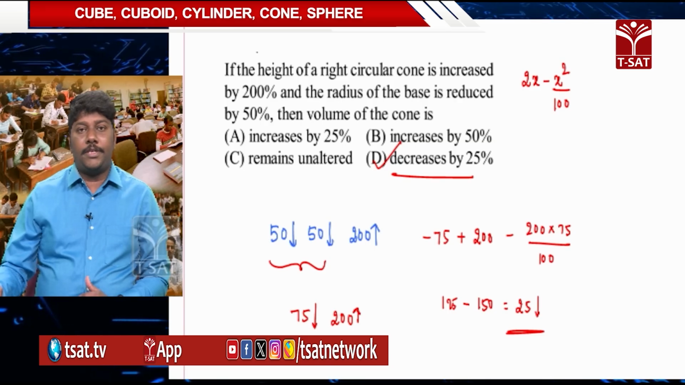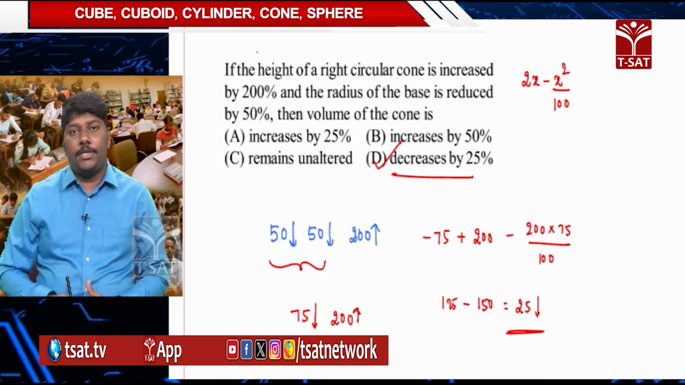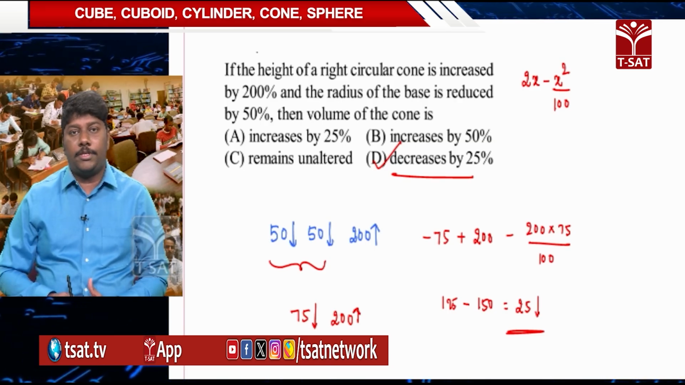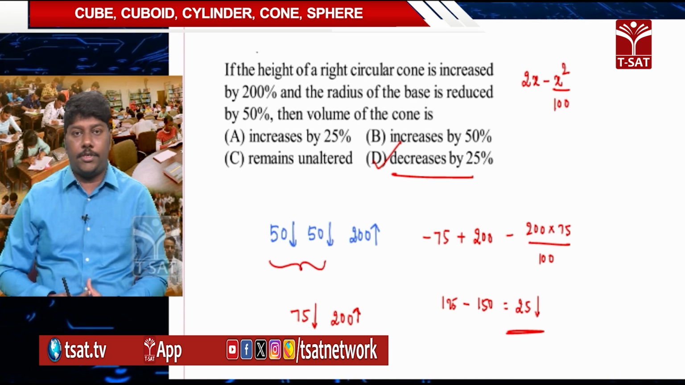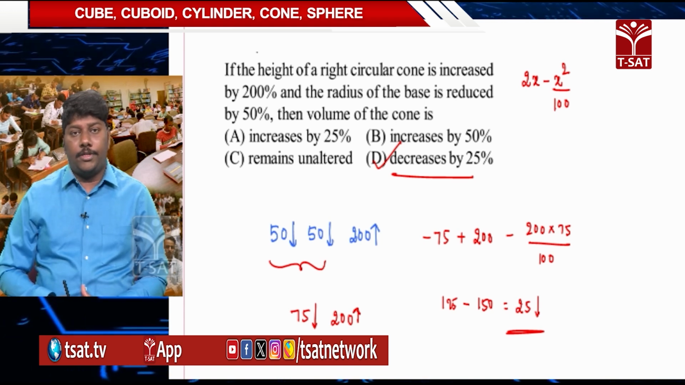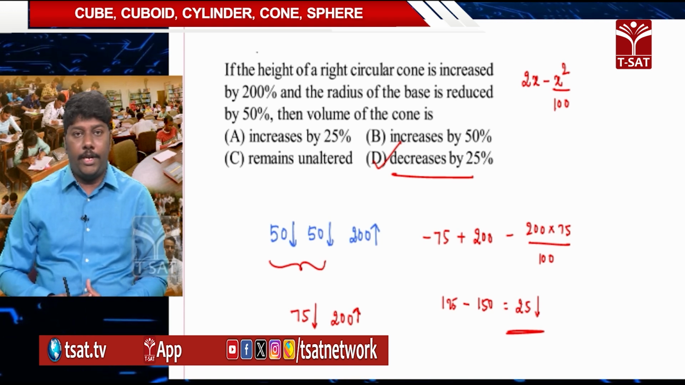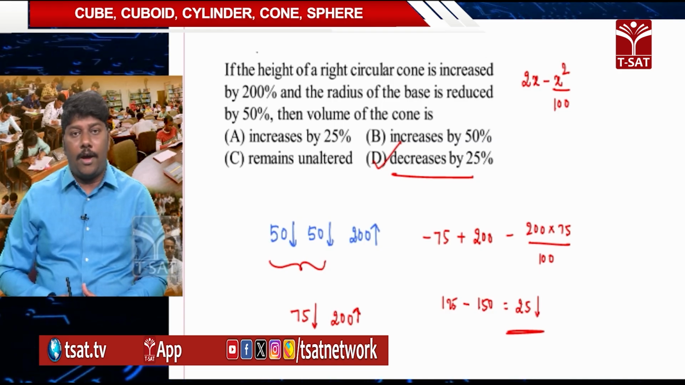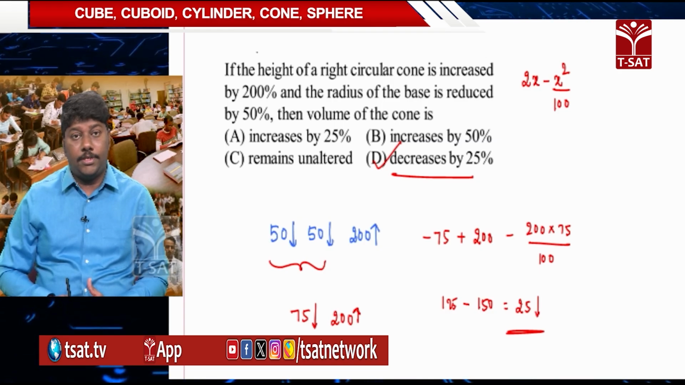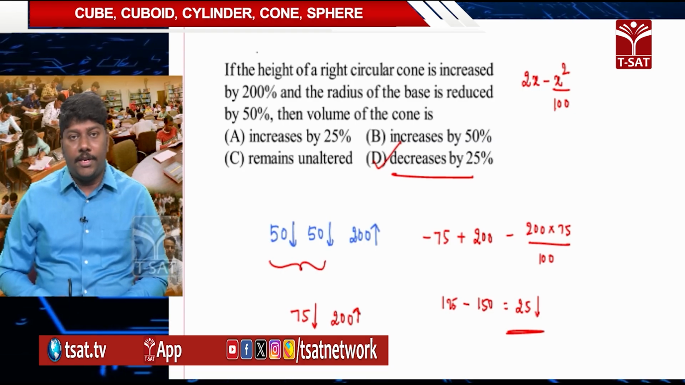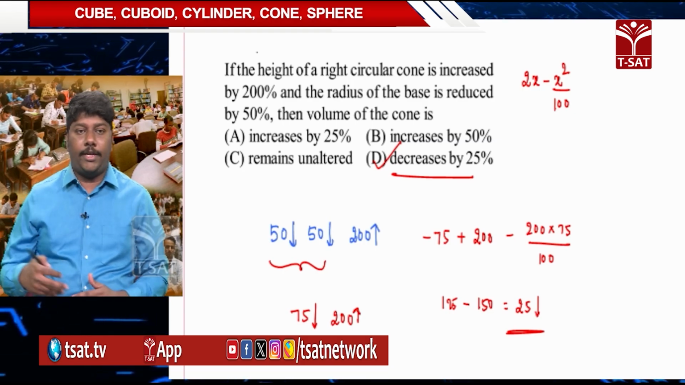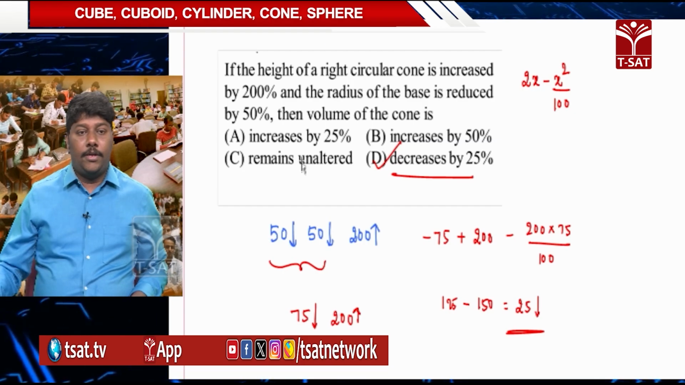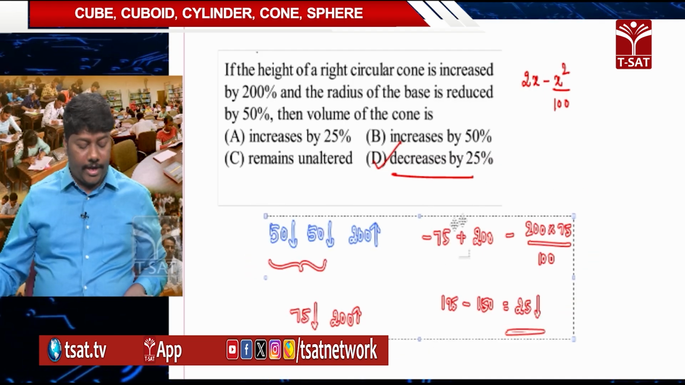So we know 50% decrease. What do you mean by 50% decrease in terms of fraction? We all know that 50% decrease is 1 by 2 in terms of fraction. So radius, it is square of radius. Volume is directly proportional to square of radius and height. Therefore, in place of radius you have to take half of radius, because it is 50% decrease. In case of height, 200% increase means it is 3 times of the height.